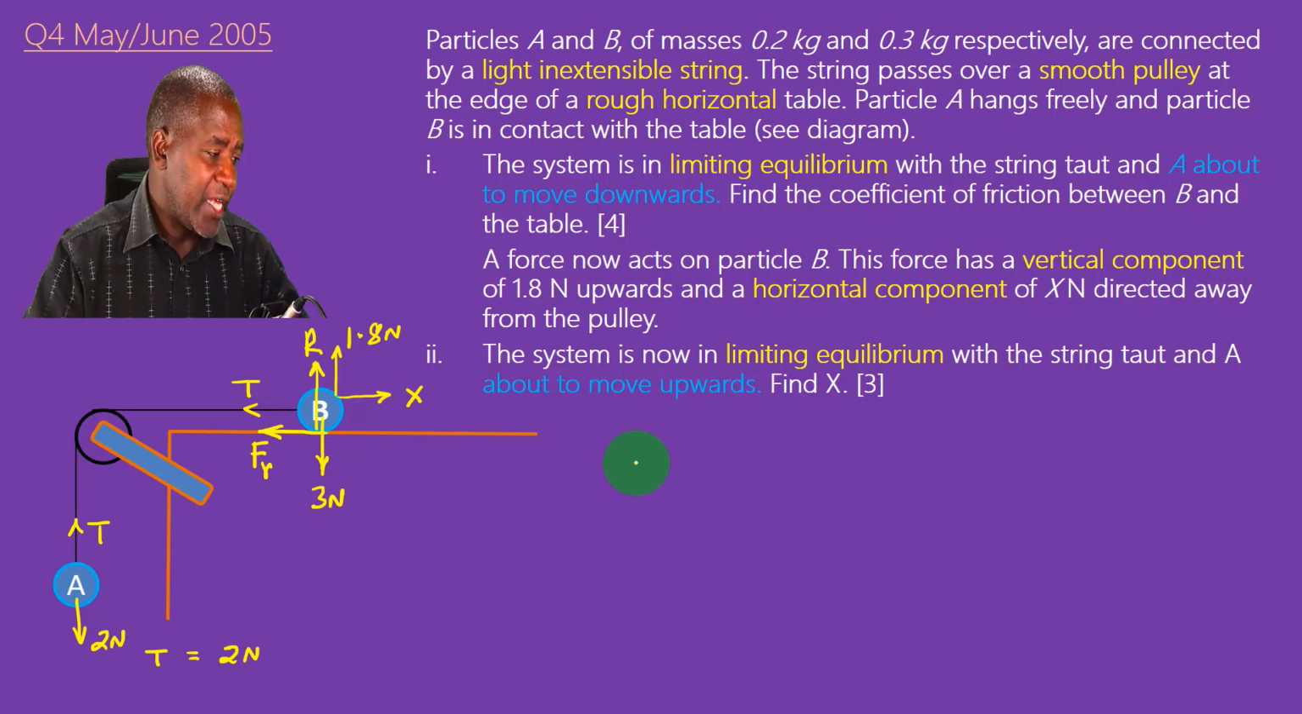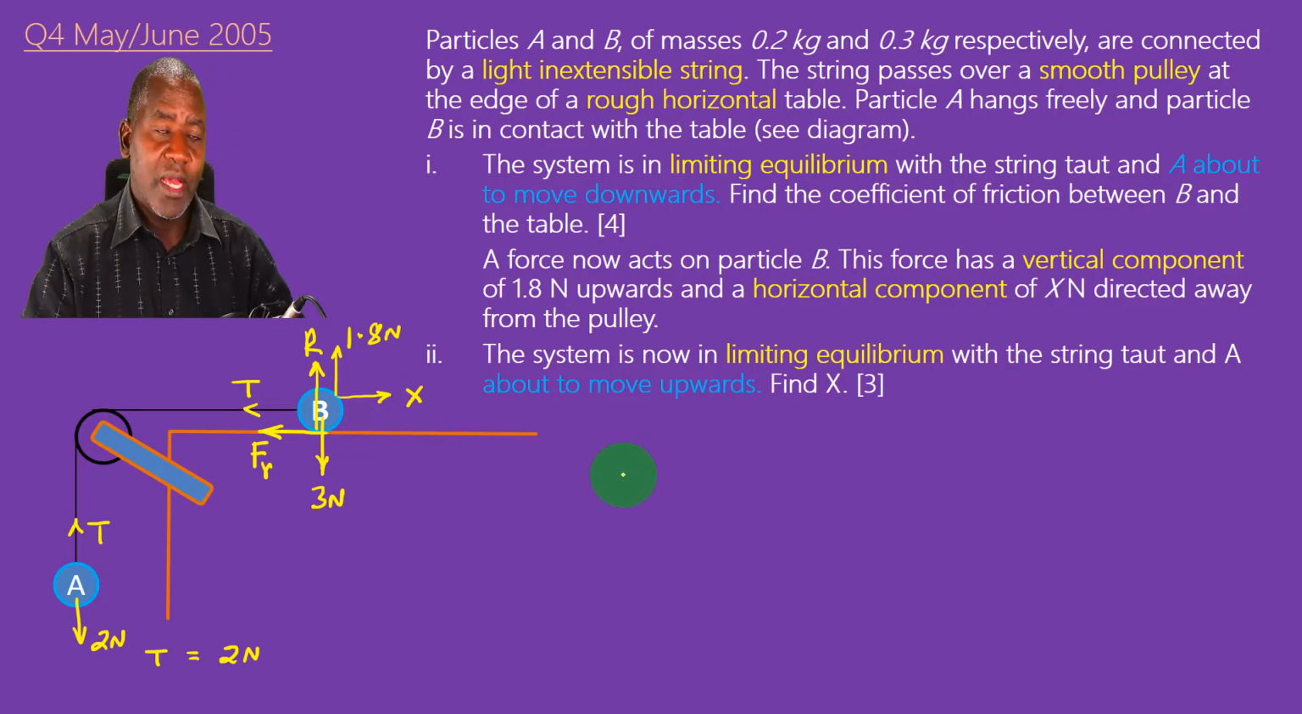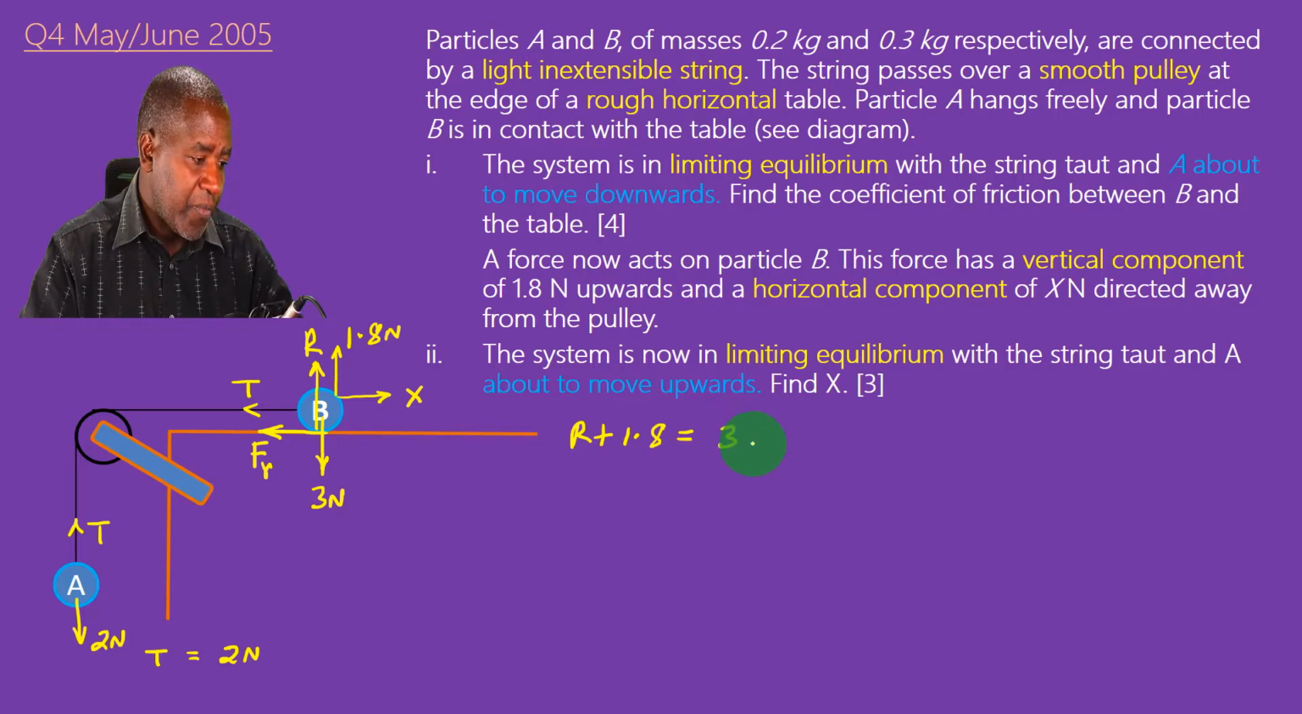Again, this one is very easy. All the forces are perpendicular to each other or opposite each other, so it's important to know how to get the resultant. For example, over here, when I resolve vertically upwards, the sum of forces upwards, which is R plus 1.8, is equal to 3 newtons. This implies that R is 3 minus 1.8, which is 1.2.